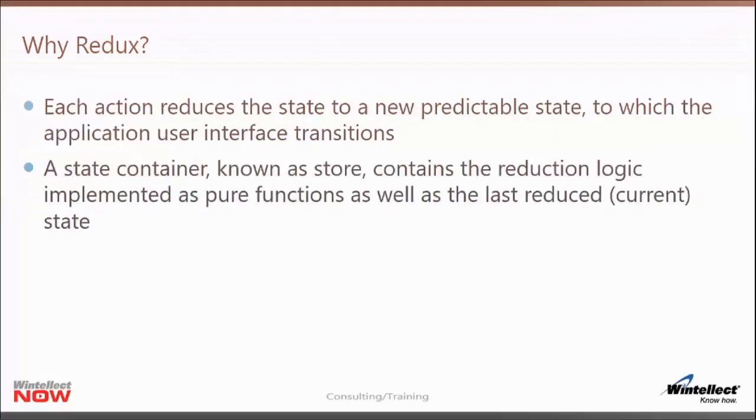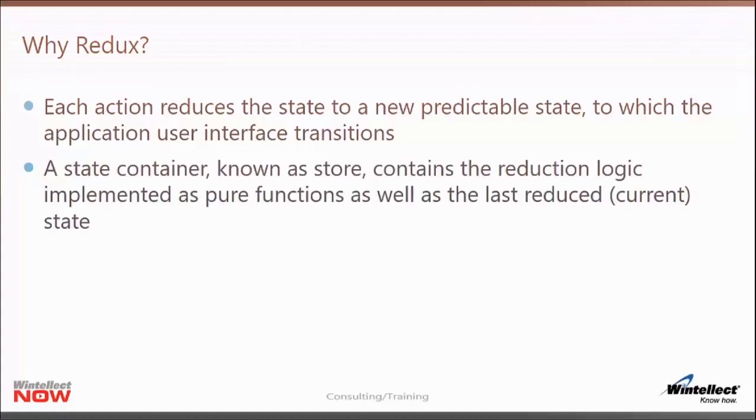Each action reduces the state to a new predictable state. That means that if we have a given action and a given state, and we run it through Redux, through our reducer function, it will produce a new state that we can predict. If we take that same action and that same state again and run it again, we'll get the same new predictable state. You'll never have the same action with the same state and it will yield a different state result. It will always yield the same one.